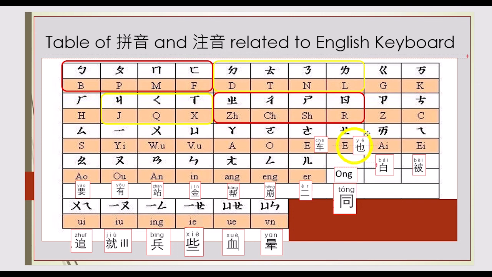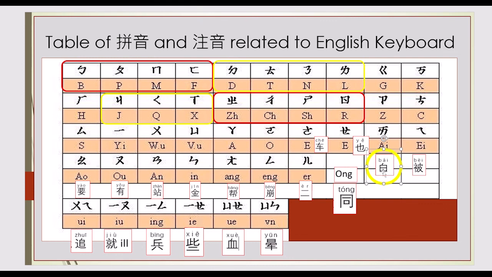And this one is e, and you pronounce yi, e, ye. Some more. This one pronounces ai. Bai, bai. Bai is white color. Bai shi is white color.